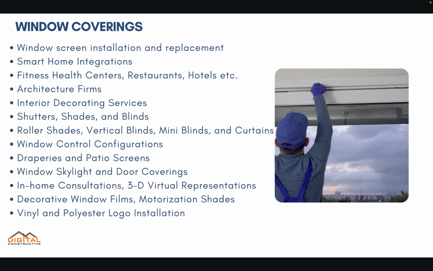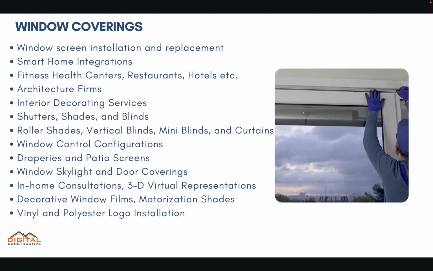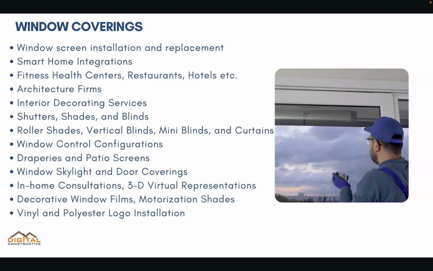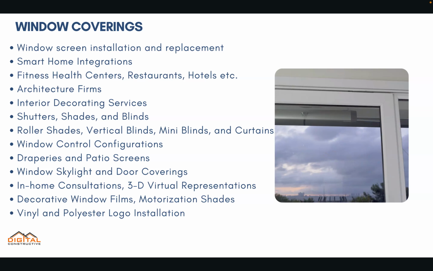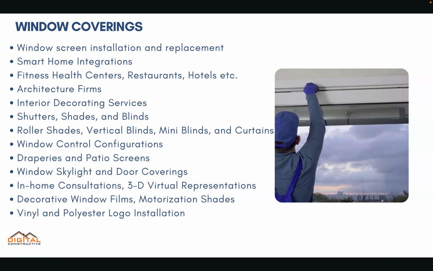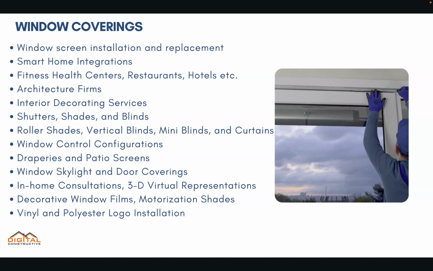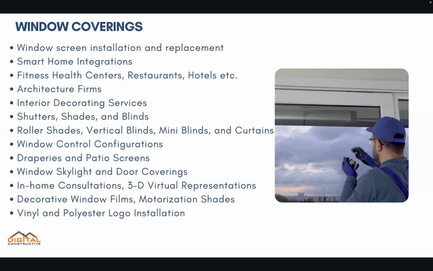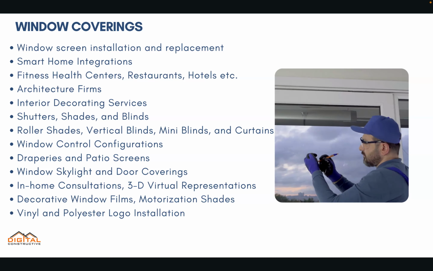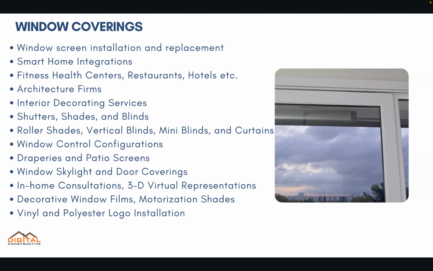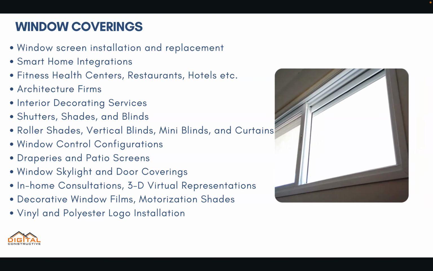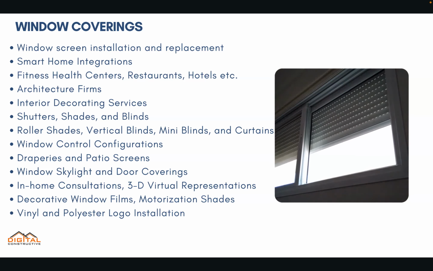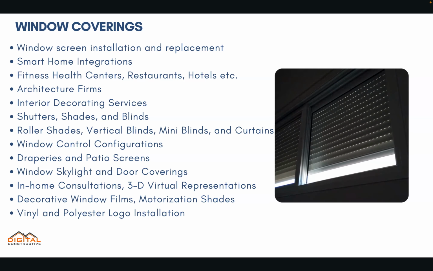Now, the vast majority of the contractors that hold the D-52 license are doing window coverings work. So window screen installation and replacement, shutters, shades, blinds, roller shades, vertical blinds. This could also include window control configurations, draperies, and different types of patio screens. It's common for this license to be held by interior decorating services, vinyl and polyester logo installation in some cases, and just your general window blinds. So it could be automatic window blinds or just regular curtains and things like draperies and things like that.